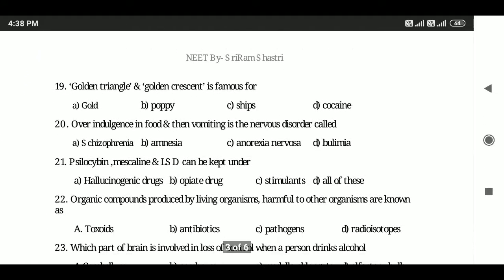Now coming to golden triangle and golden crescent, famous for gold, poppy, ships, cocaine. As we know, the answer is not gold. The sets of countries which produce and export poppy are called the golden triangle or golden crescent. The three countries under the golden triangle are Laos, Burma, and Thailand. The golden crescent are Afghanistan, Pakistan, and Iraq. So they are famous for poppy.